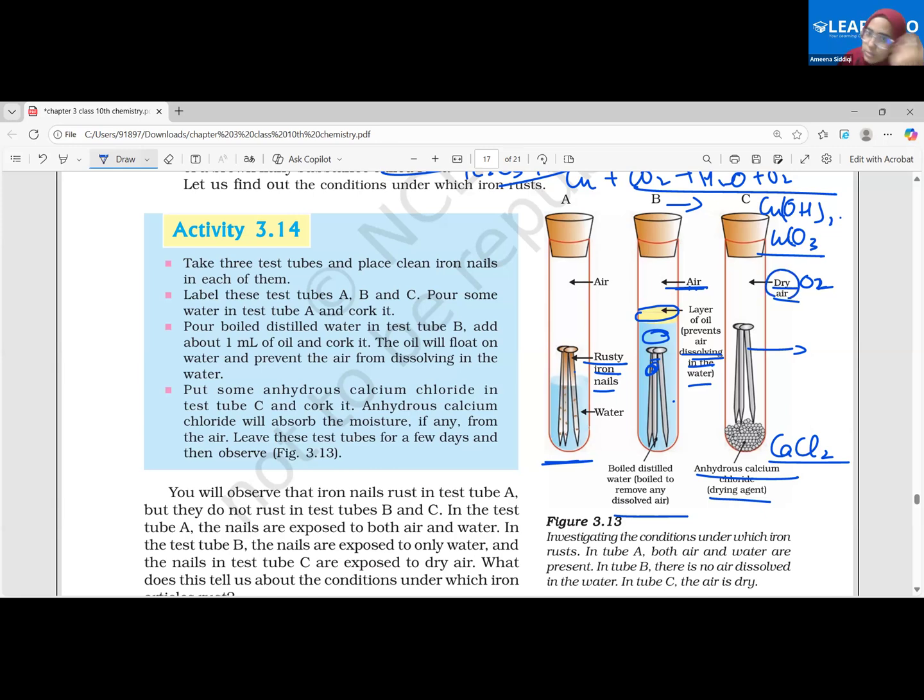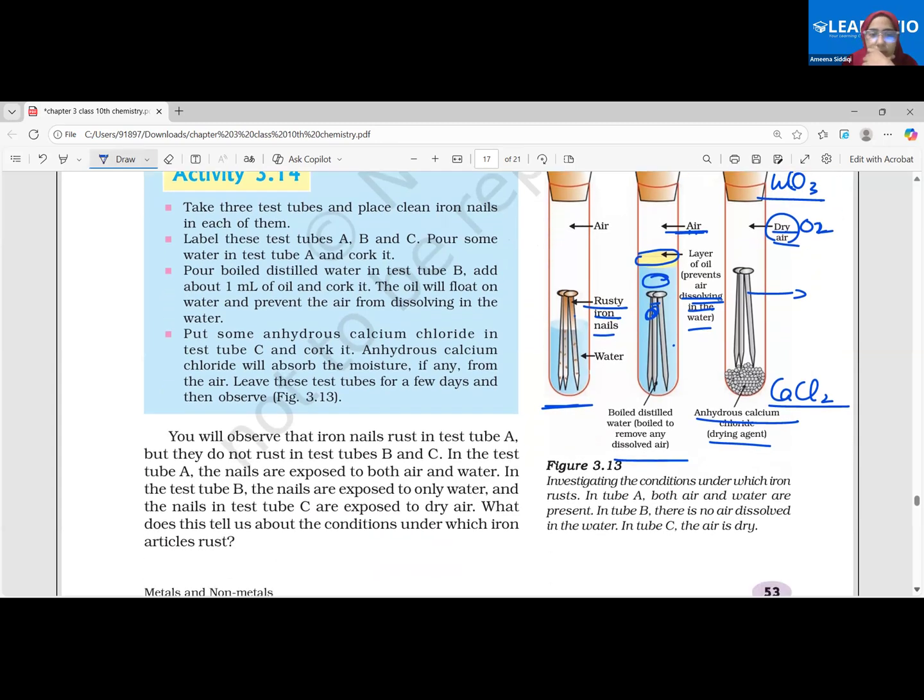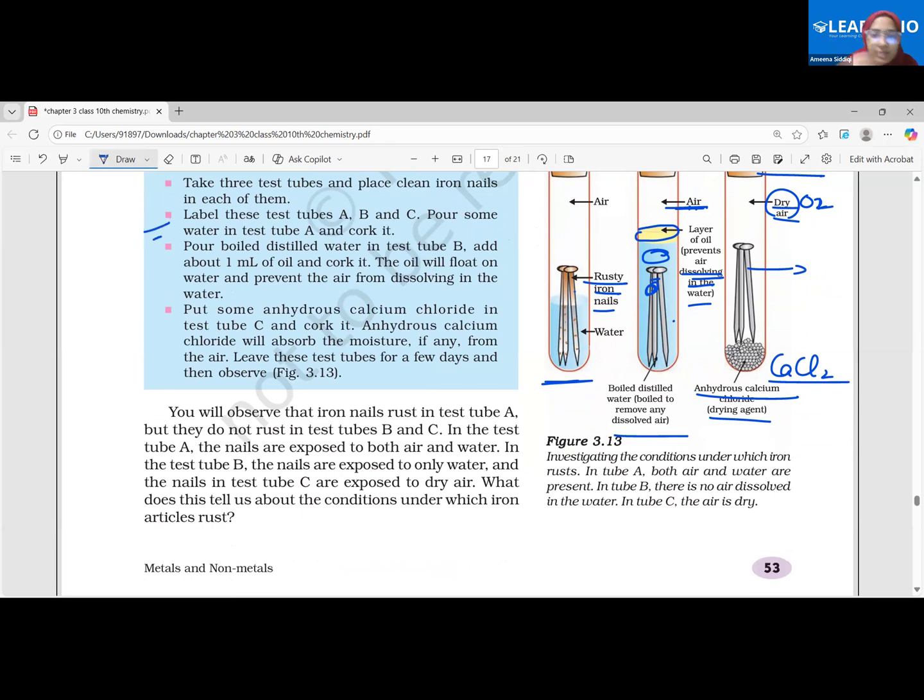And if the air is dry, obviously no rusting will take place, because water is a component needed for the process of rusting to take place. Yes or no? Yes, ma'am. That's it. Is it understood? Any problem in this diagram? No. This activity is telling the same thing. I've discussed the points here.